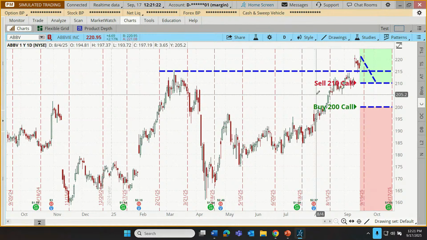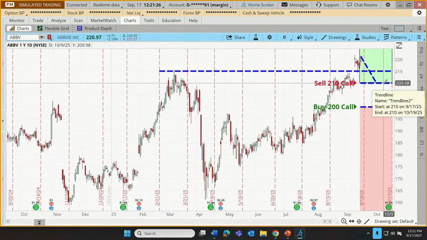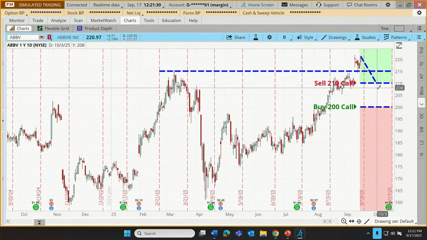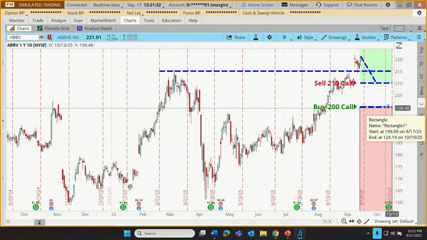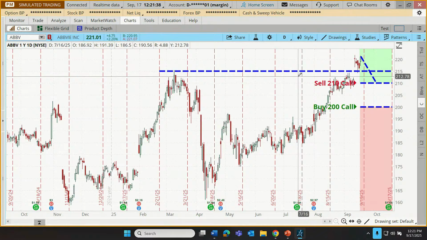Now, that might happen on day 1. It might happen on day 15. Who knows? But if it comes down, touches that 210, we're not even going to give it a chance to get down to 200 unless there's a massive gap. Well, that changes the probabilities of this trade. Let's see how much it changes those probabilities.